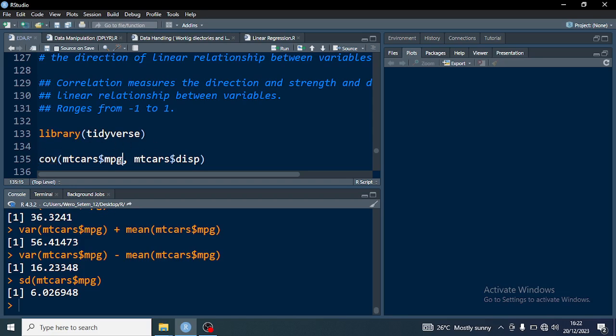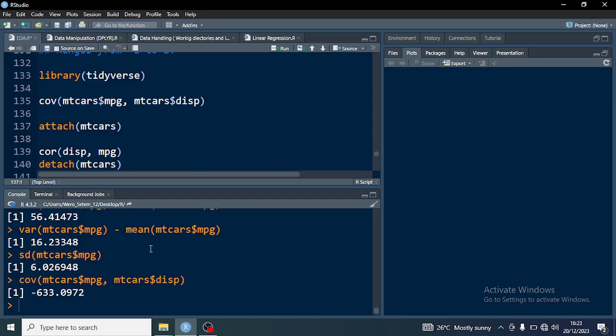I want to see the covariance, or the relationship, between MPG and the displacement in the mtcars data frame. So I'm saying covariance of the MPG column and the displacement column. Let's run that. This one gives me -63.0972. So what does this negative mean? This negative means that they tend to move in an inverse direction. So if miles per gallon, this MPG, increases, displacement decreases, and if this increases, this other one decreases. That is what that means.